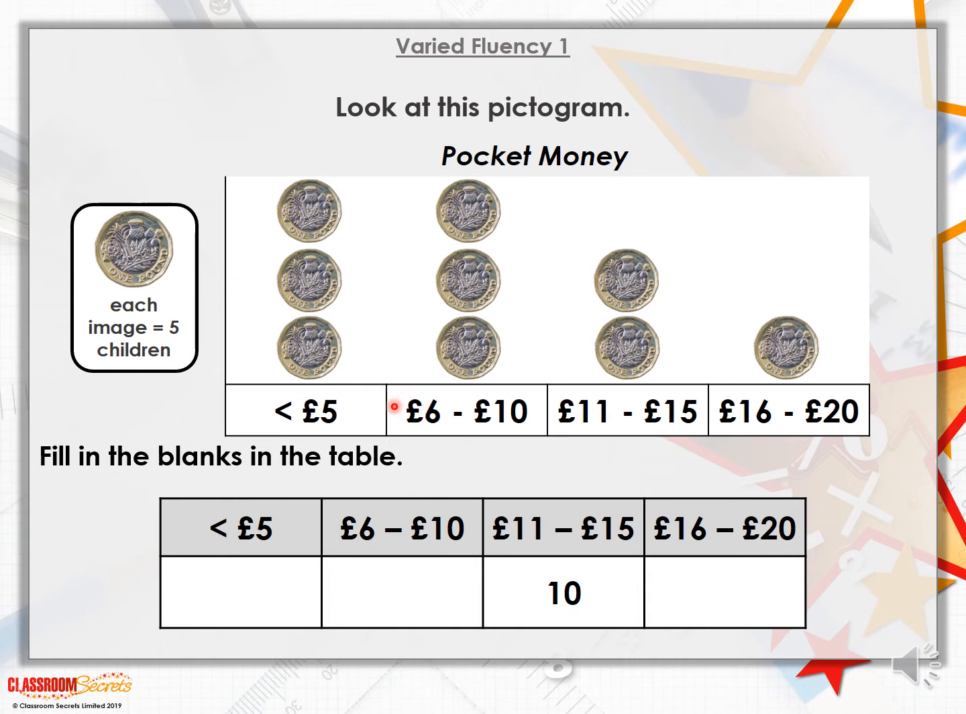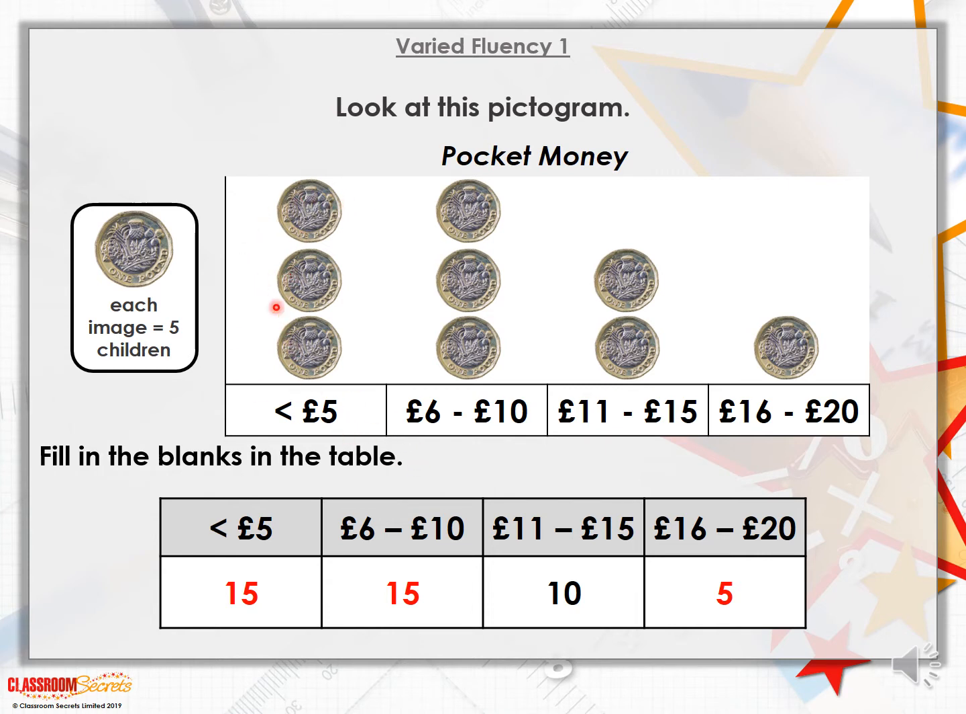Okay, let's see if you got the right answer. So remember, this is the key bit of information. Each one of those pound coins is worth 5 children. So it's almost like doing your 5 times table. So here's the answer. Less than £5, it equalled 15. Now why is that? Because there are 3 of these pound coins, and we know each pound coin is worth 5 children. Well, what is 5 times 3? 15. So there's your answer.